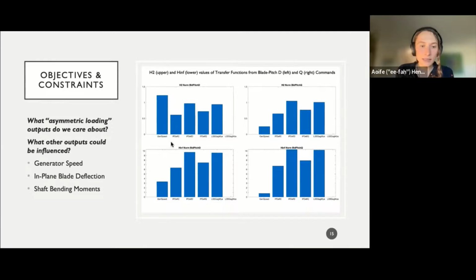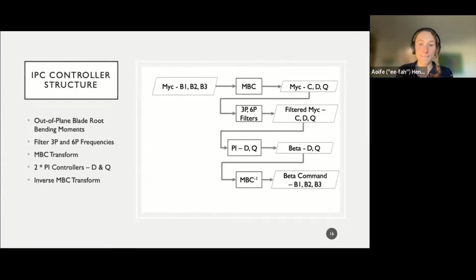So we can see here that the generator speed on the left here, in-plane blade deflections and shaft bending moments seem to experience particularly significant changes in response to individual pitch control, and should thus be considered in our objective functions and constraints.